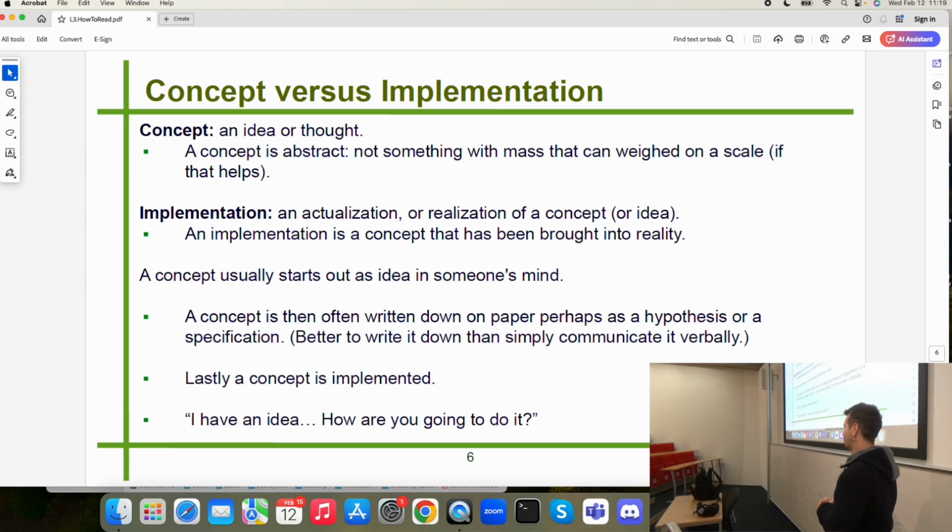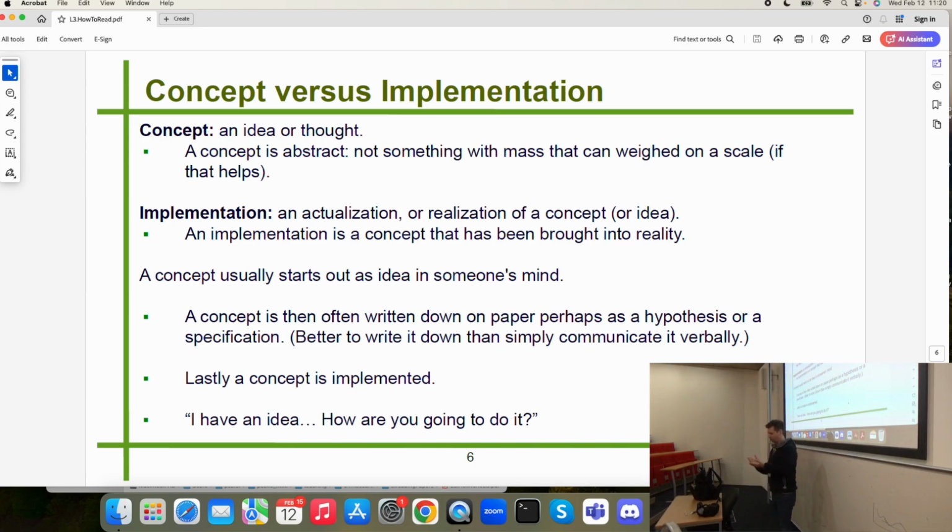So I have a concept. I could have a concept like, I have the idea in my head to increase class attendance. That's a concept. I want to increase class attendance. And then the question is, well, how are you going to do that? The question should be reformulated as, how are you going to implement this idea? Right? And there are many different solutions, or many different implementations, for a given concept. How are you going to increase class attendance?